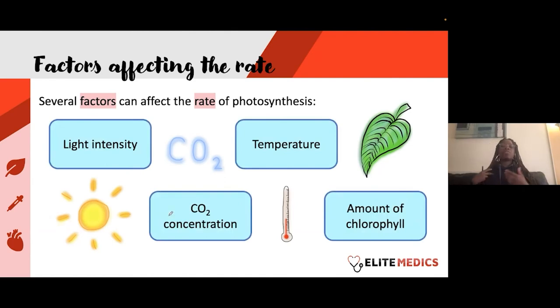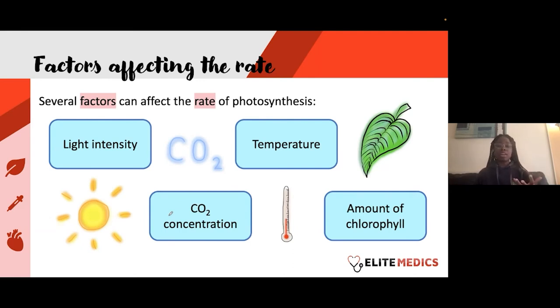So again, I said photosynthesis is the conversion of carbon dioxide and water in the presence of light to form glucose and oxygen. So light intensity will play a big part in that. Also, the concentration of CO2 would affect the rate. If you have a higher concentration of CO2, the rate will probably go much, much faster than if you had a lower concentration of CO2.